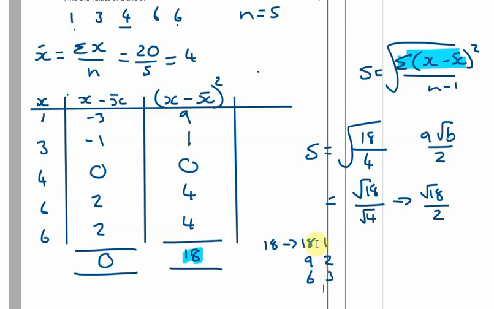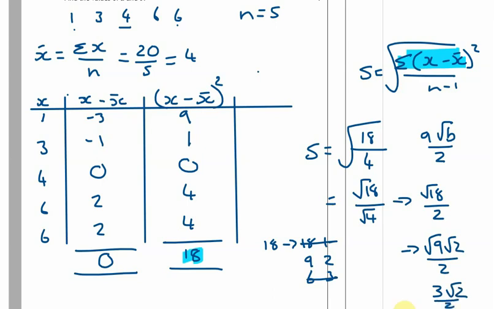Same with root 18, root 1, we're not any better off with that. So that only really leaves us root 9 and root 2. Ah, and what is root 9? That's 3, isn't it? So root 9 root 2 over 2, root 9 becomes 3 root 2 over 2.